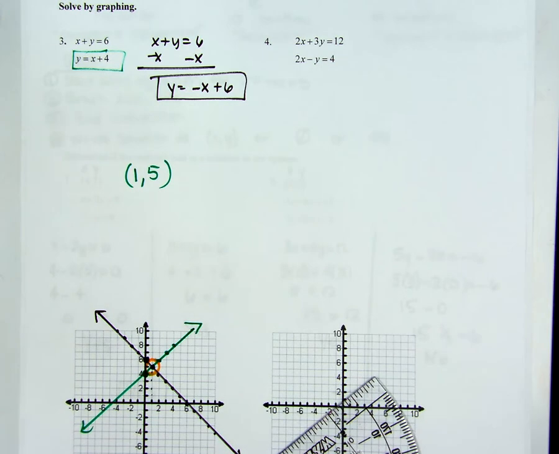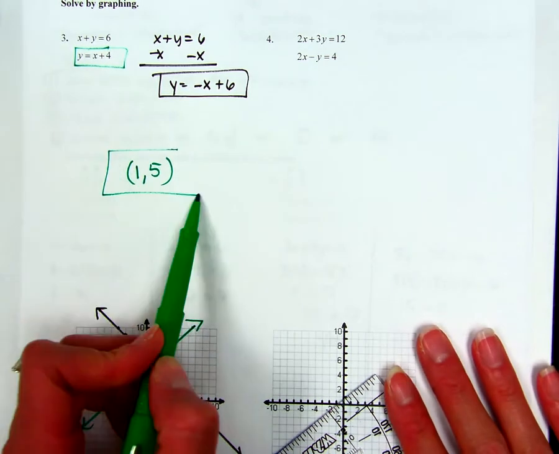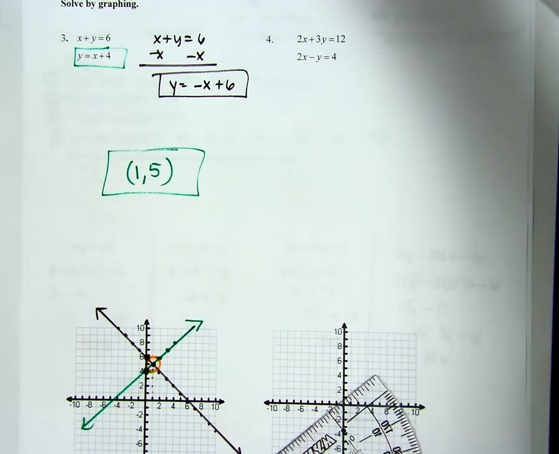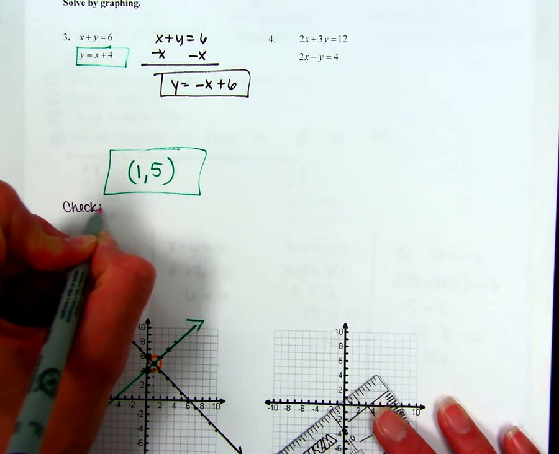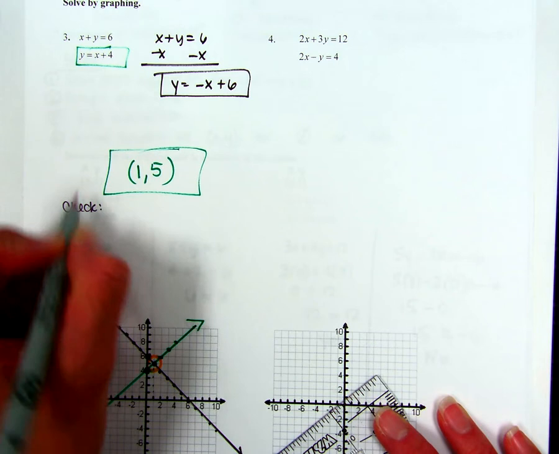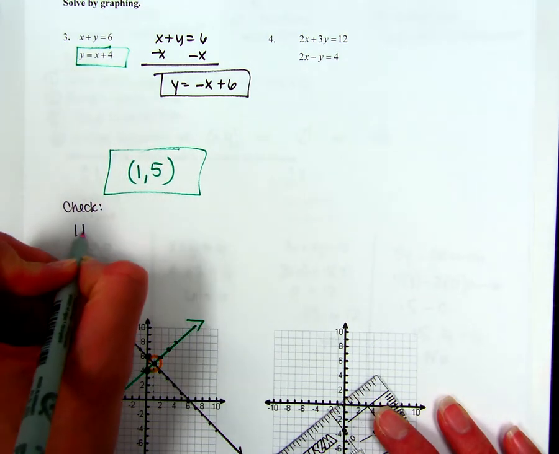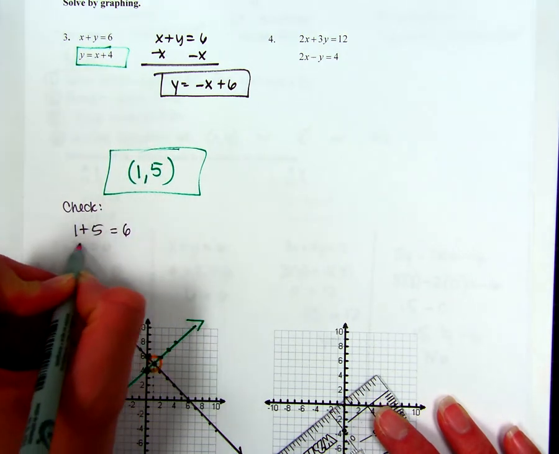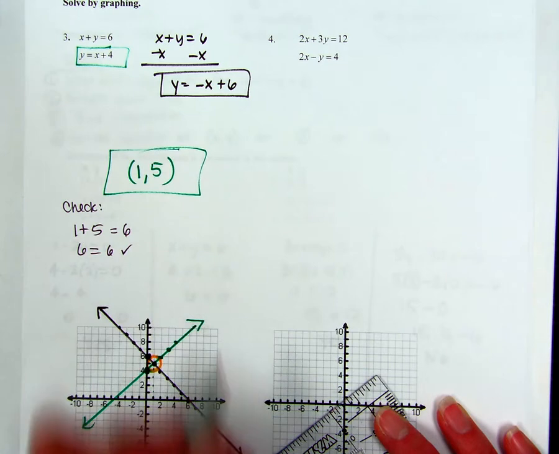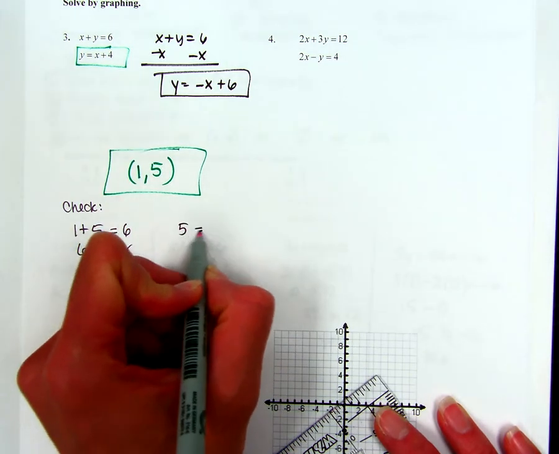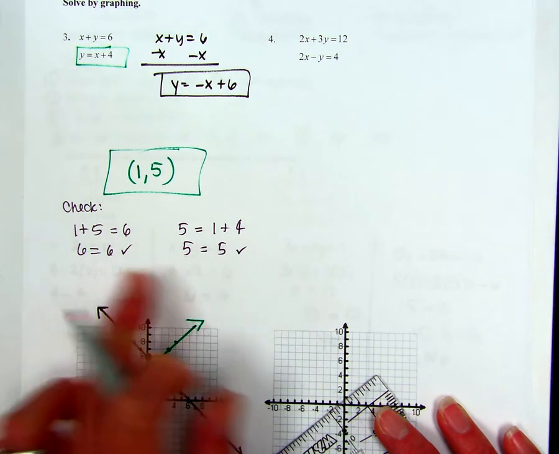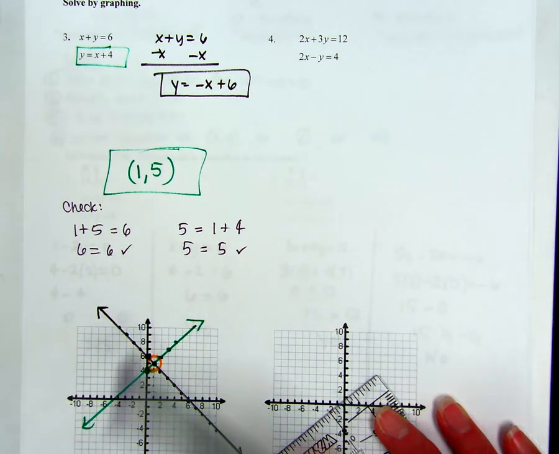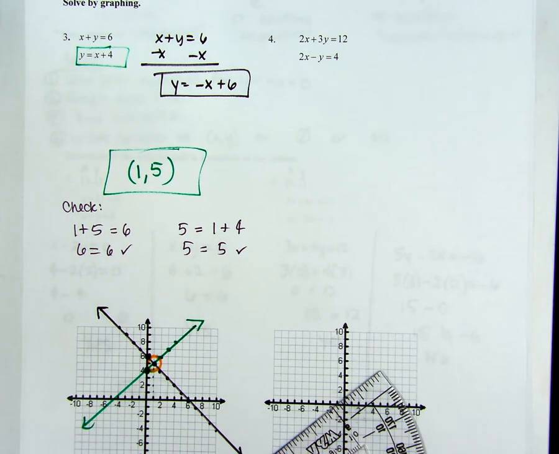If you want to, you can go back and check to make sure that this really does work. So that's my solution. I can check by taking my x and y and substituting it into my x plus y, so 1 plus 5, and see if that really does equal 6. So that works, and I could plug it into 5 equals 1 plus 4, and 5 does equal 5, so since it is a solution to both equations, then that really is the solution to my system.